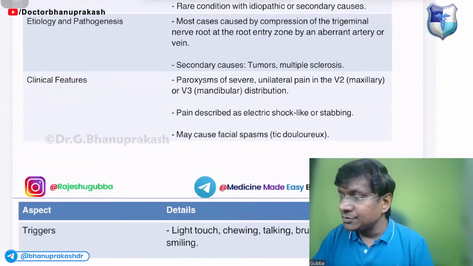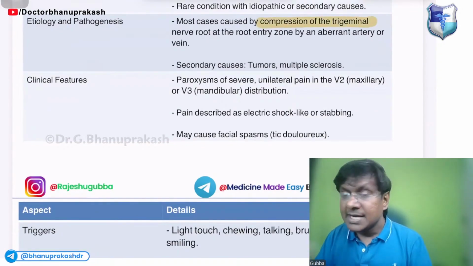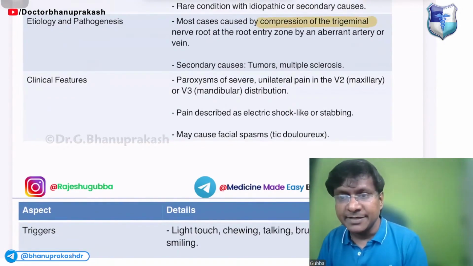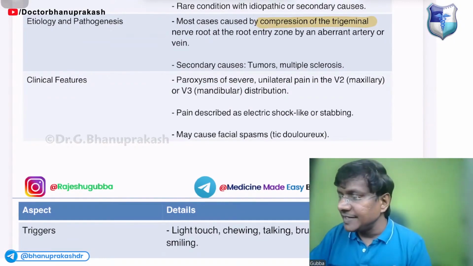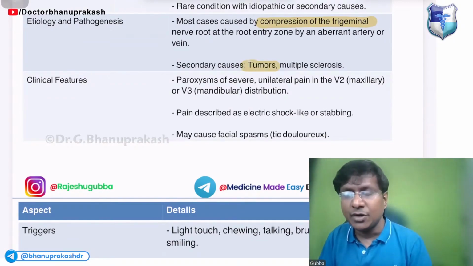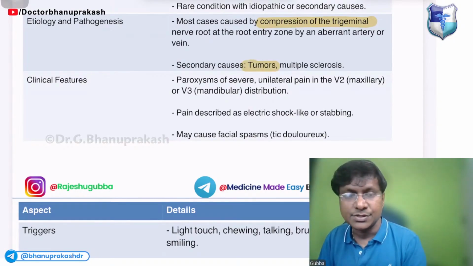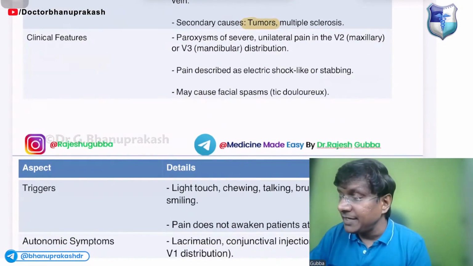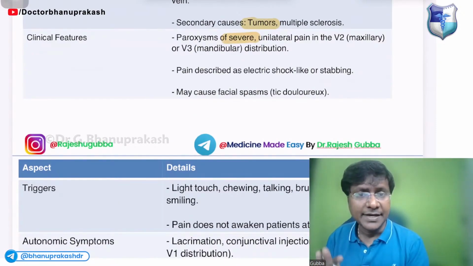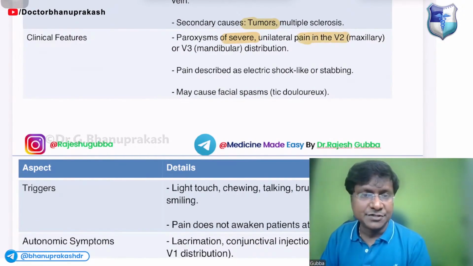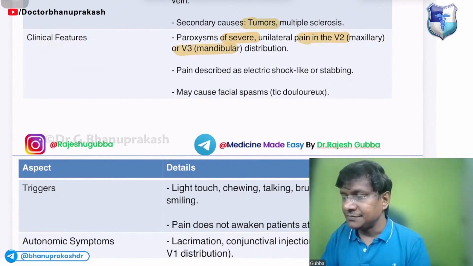And what is the etiopathogenesis? It is mainly due to compression of the trigeminal nerve root. And this compression of the trigeminal nerve root is either by tumors or it can be also seen in patients with multiple sclerosis. So characteristic features will be severe pain, electric shock-like sensations for a few minutes, right? And the pain is more common in the maxillary division or in the mandibular division.